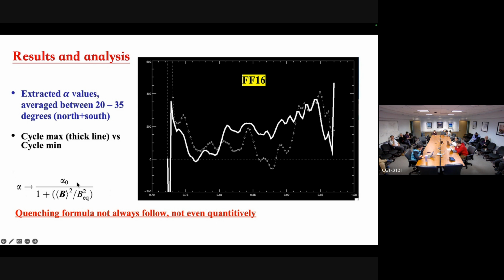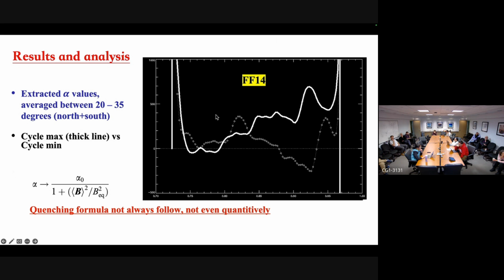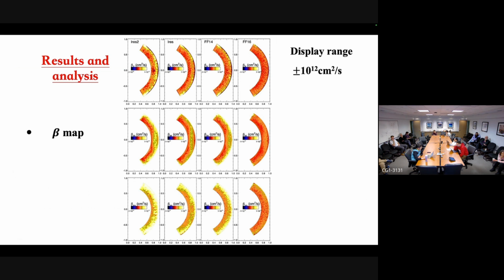So that means this formula is not always followed, not even qualitatively, because qualitatively, during the maximum, this alpha should be smaller, right? But in all these regions you see here, the alpha value during the maximum is actually larger, instead of smaller. So this is for the 16 case, and if you look at the 14 case, here in these regions, again during the maximum, the alpha value is actually larger than during the minimum. So that puts a question on using this formula for quenching, and that's for the alpha.